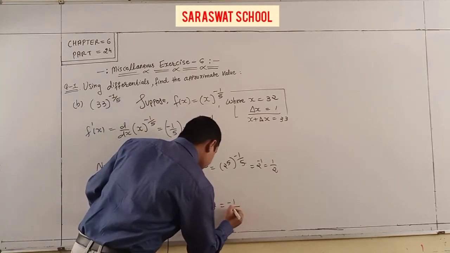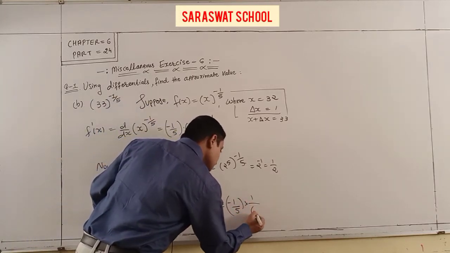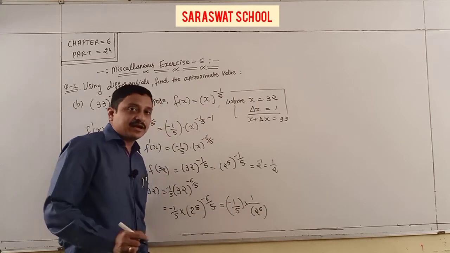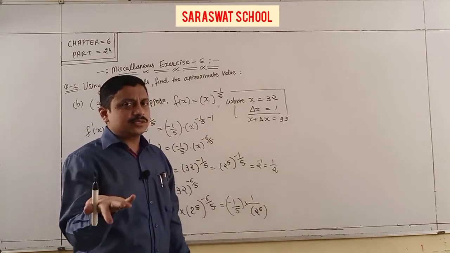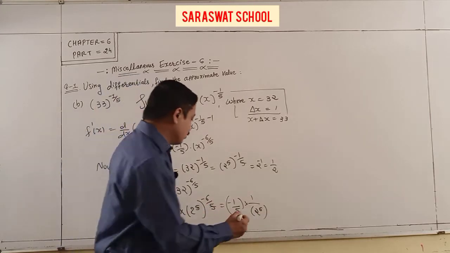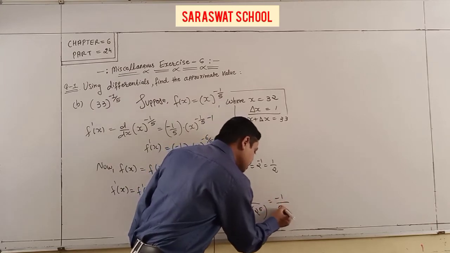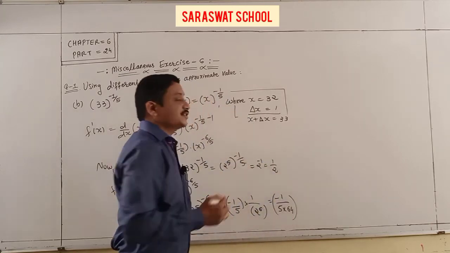Now I rearrange both values. 2 raised to 6 is remaining. And how much is 2 raised to 6? 2 raised to 5 is 32, into 2, 64. So minus 1/5 into 64.